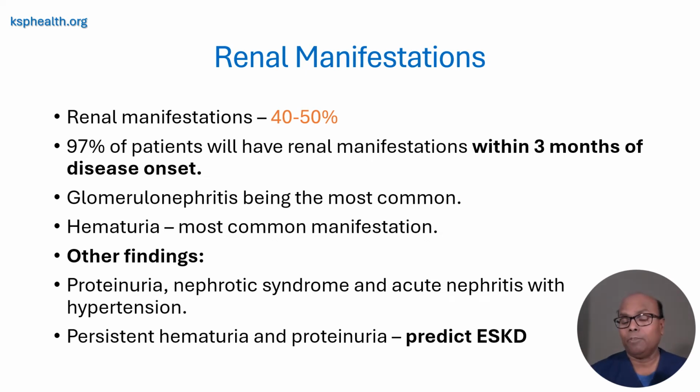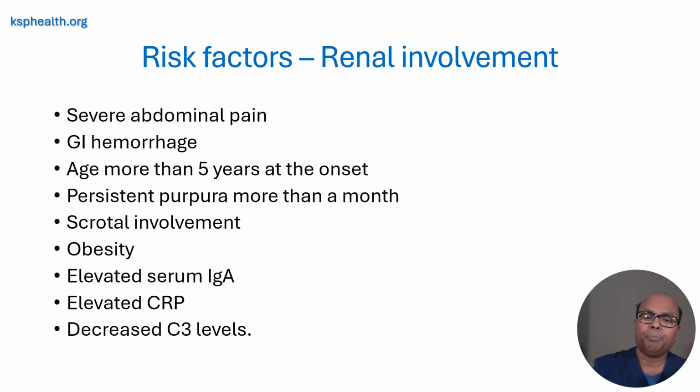Renal manifestation is seen in 40 to 50% of the patients. 97% of the patients will have renal manifestation within 3 months of the disease onset. Glomerulonephritis is the most common, and hematuria is the most common manifestation. Other findings such as proteinuria, nephrotic syndrome, and acute nephritis with hypertension can be seen as well. Persistent hematuria and proteinuria predict end-stage kidney disease.